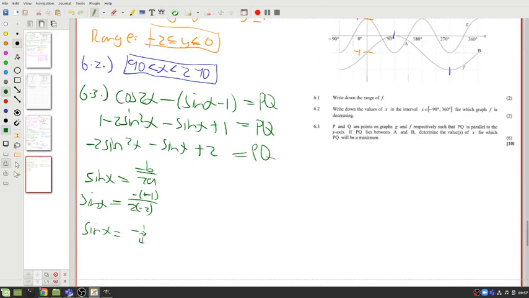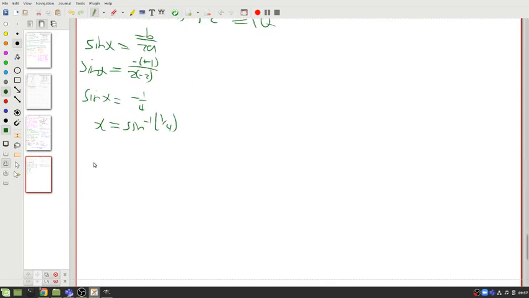Okay, that means that x for our reference angle will be the arcsin of 1 over 4. And that gives us that x equals 14.48. Good, so that is our reference angle. Okay, now we can work from there.